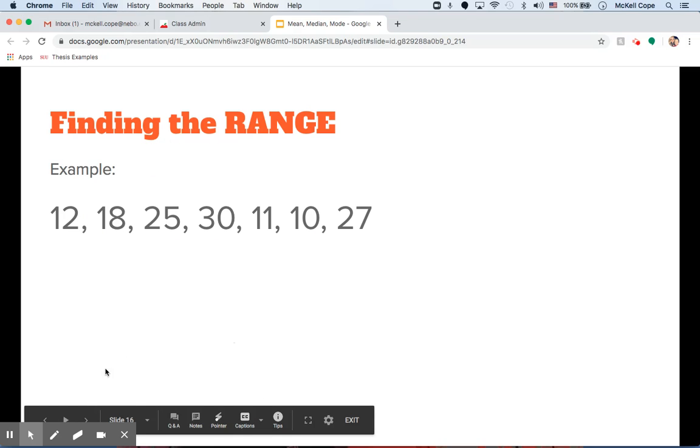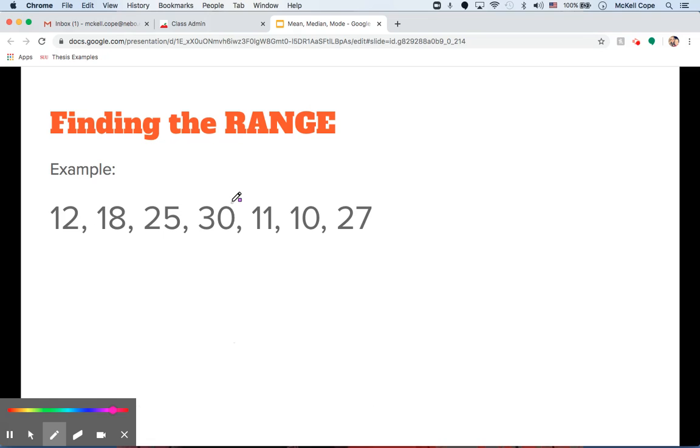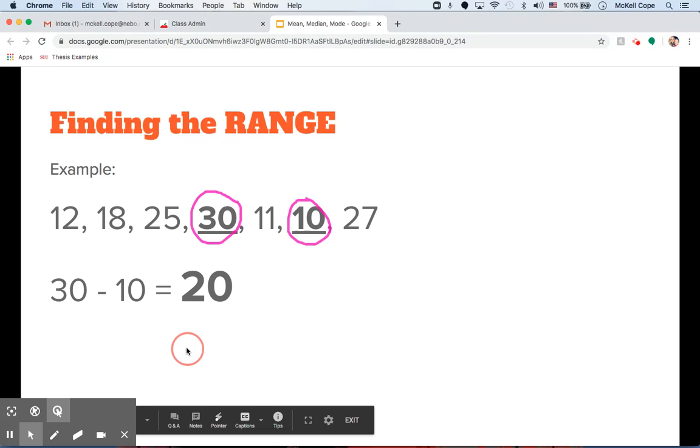Okay, so in this case, let's take a look. Our highest number here is 30, and our lowest number is 10. So I'm going to take those numbers and I'm going to subtract those, and my range is 20.